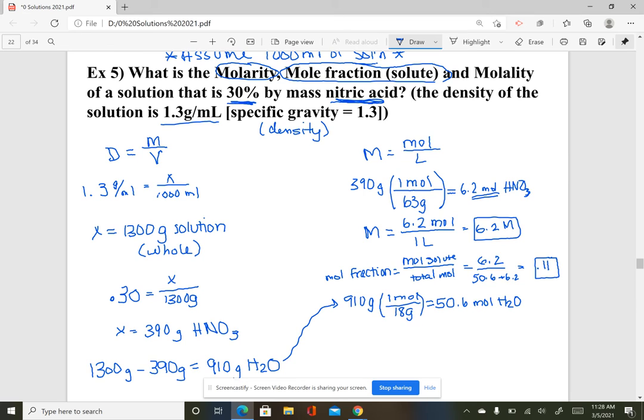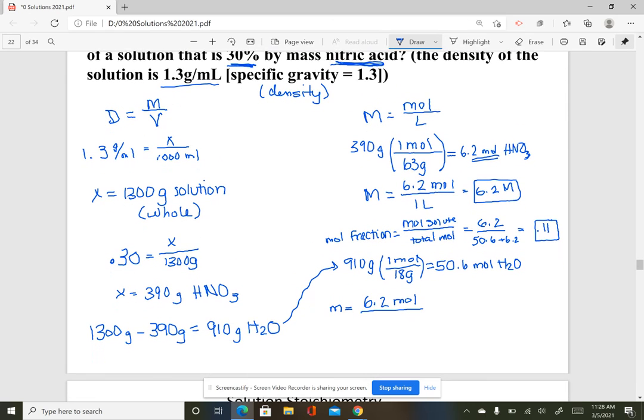All right. Finally, they ask us to find the molality, which is our lowercase m. And it's moles of solute, which I already know is 6.2, over kilograms of the solvent. Not of the whole solution, guys. So I want to take my water, my 910 grams, and I want to change that to kilograms by moving the decimal 3 to the left. We're dividing by 1,000.